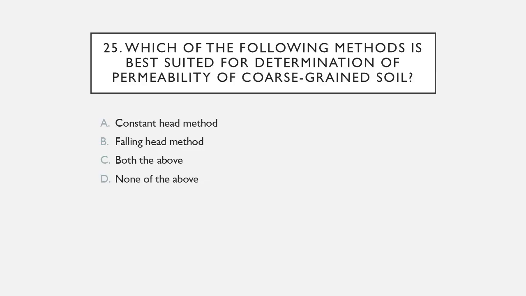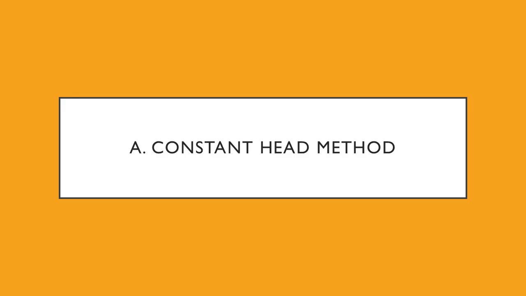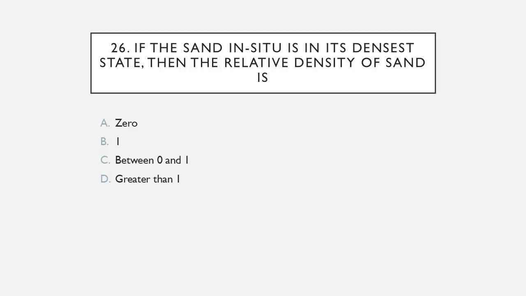25. Which of the following methods is best suited for determination of permeability of coarse-grained soil? A. Constant head method. B. Falling head method. C. Both the above. D. None of the above. A. Constant head method.